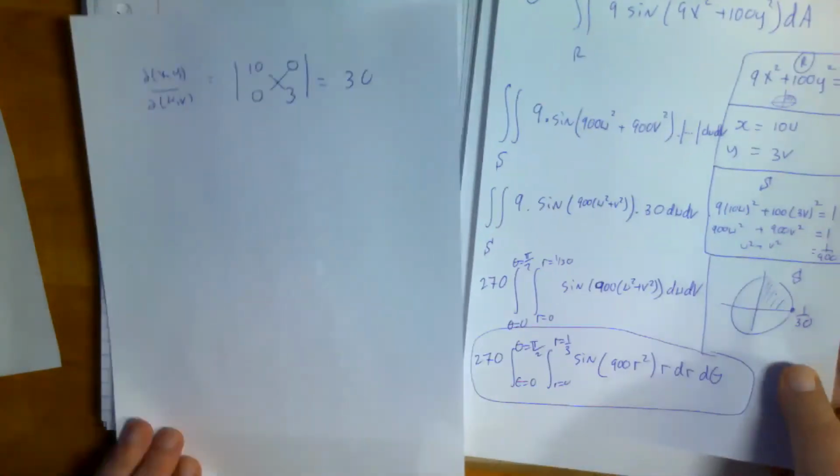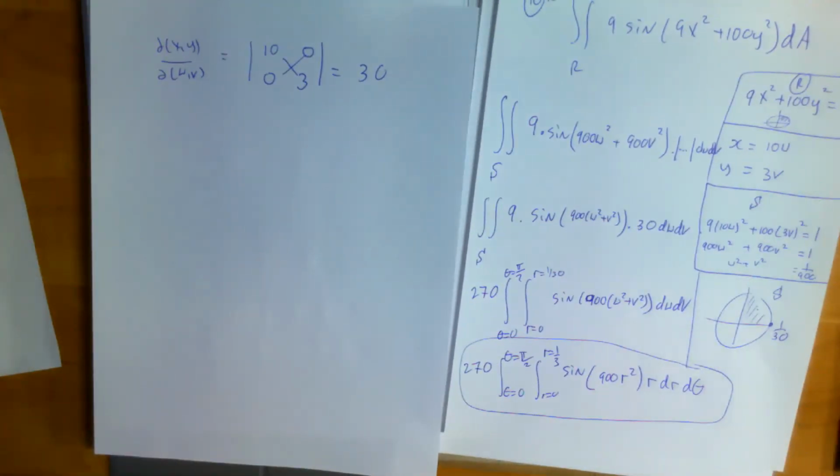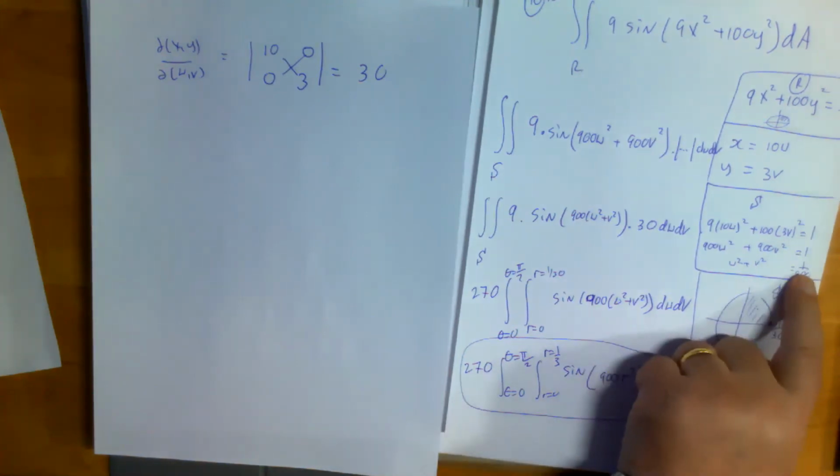So where am I off to now? Done that one. Question: wouldn't you be able to sub u squared plus v squared in that one? If it was, it would equal 1/900 before you convert.